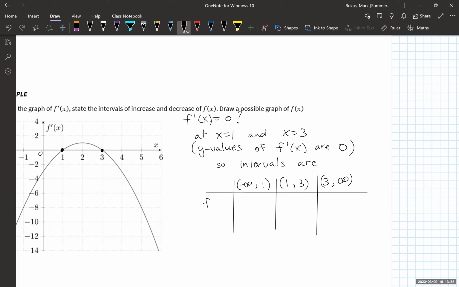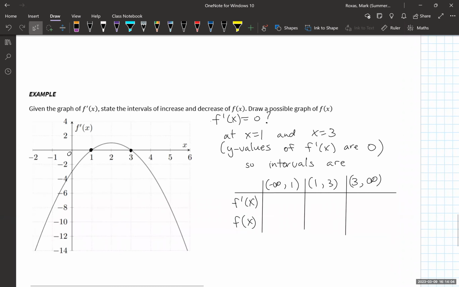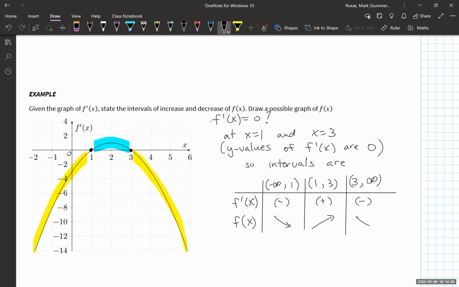And if I look at f prime x and f of x, pick a test point, negative infinity to 1. Well, we can see all the y values of the derivative are negative. And so the function f of x must be decreasing. From 1 to 3, all the y values here are positive. So the graph must be increasing in that interval. And then from 3 to infinity, all the y values in the derivative are negative. So the function f of x must be decreasing in that interval.